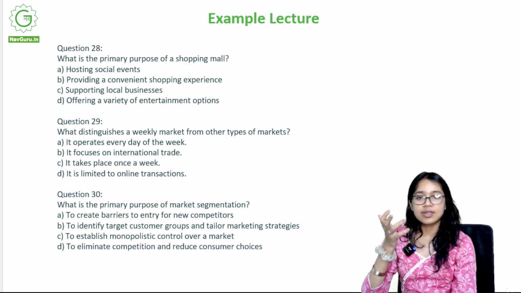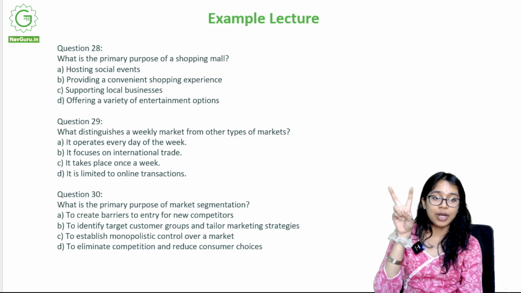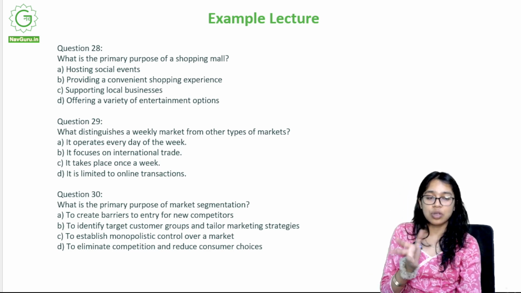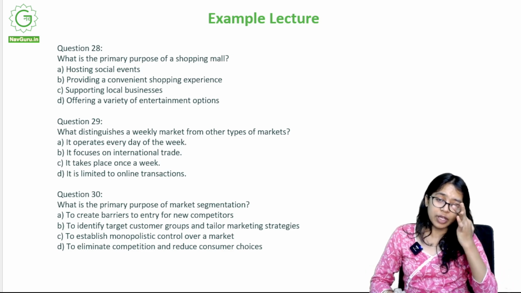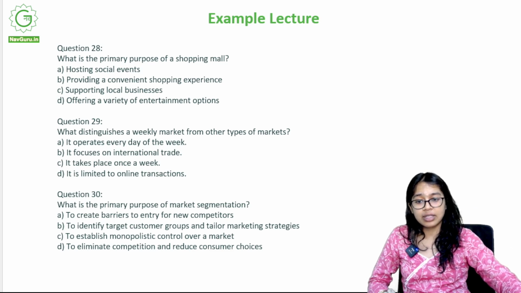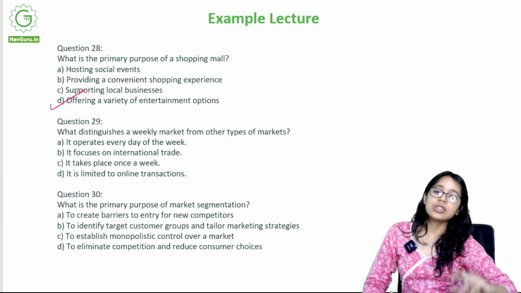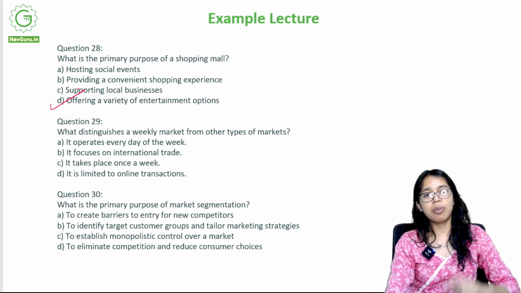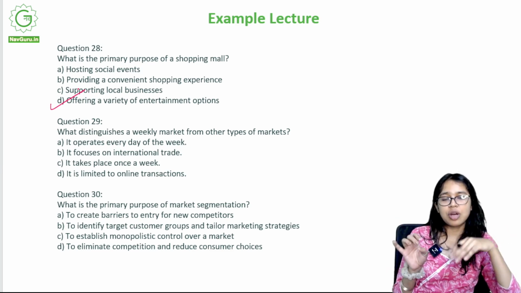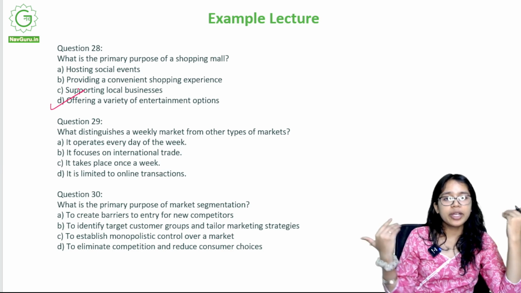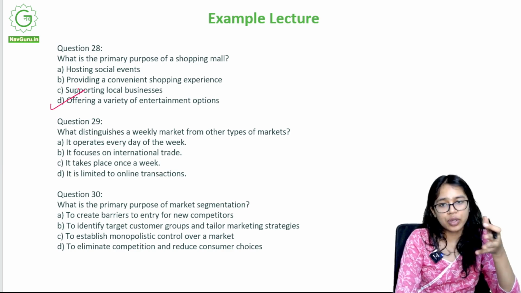Supporting local businesses, of course, that's something that they can go for, but that is not the thing. People go to shopping malls because they can shop branded items, and none of the branded items are local businesses, they are large firms. So what is the primary purpose? Offering a variety of entertainment options. That is a likely answer, because what does a shopping mall do? You have one shop of Bata, one shop of Adidas, one shop of Bahamas, but in a shopping mall you get all these three things together. So it's a variety of options. Entertainment can be overlooked, but still.